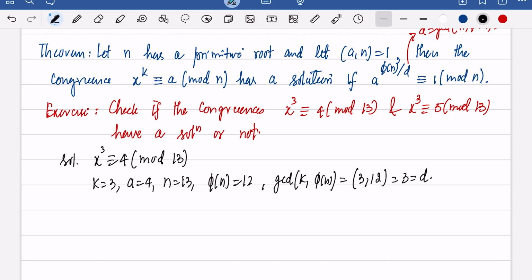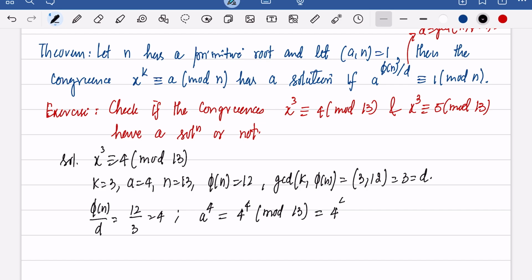So now what we need to do is evaluate a^(φ(n)/d). So let's evaluate φ(n) divided by d. It is 12 divided by 3, which is equal to 4. So now let's evaluate a^(φ(n)/d), that's a^4, which is equal to 4^4, which we have to evaluate in modulo 13. If this is congruent to 1, then it has a solution. If it is not 1, then it does not have a solution.